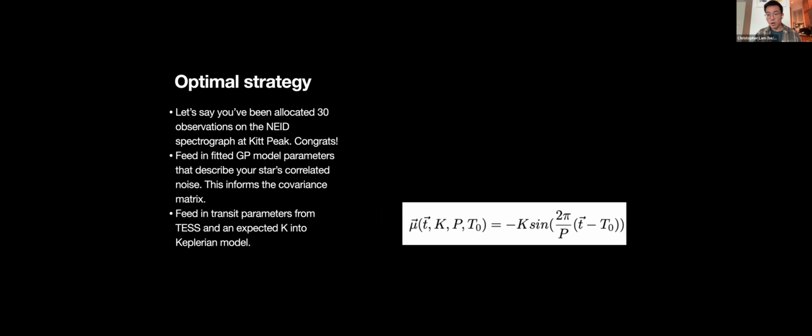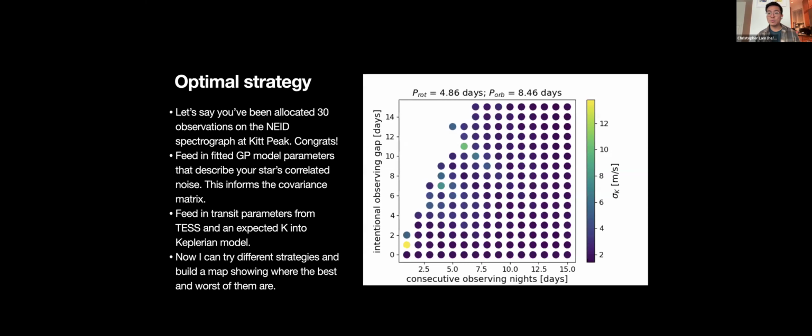And then from tests, we know the transit parameters that we will populate our mean model, our Keplerian, with. And so from these, we can basically build a map of different observing strategies. Now, this is kind of overkill. I don't know if we're ever going to observe 14 days straight and then 13 days off. It seems a little bit complicated.